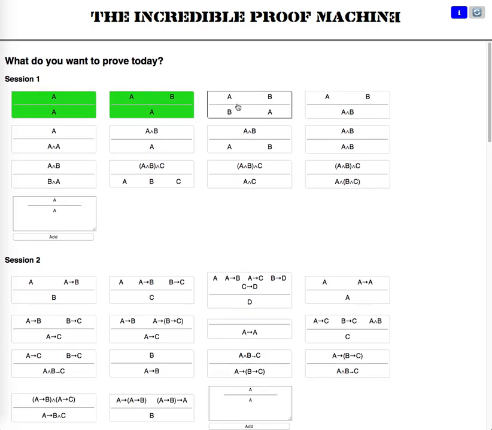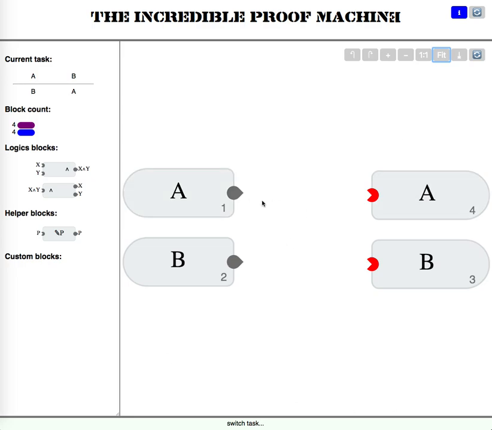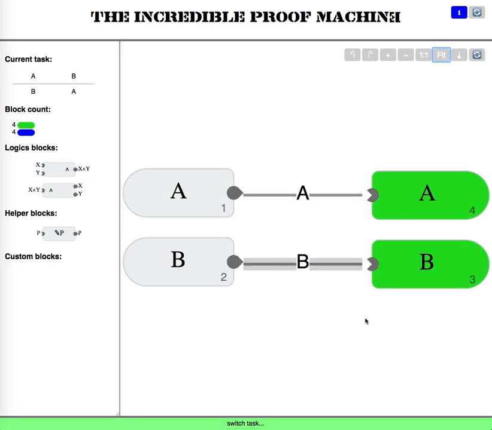So you'll catch on to what's going on here if you haven't already, just after a few of these. So given A and B, I want to prove B and A. Now I can move these around however I want. I like to click fit to make things bigger. So A proves A, B proves B. There you go. It proves it.